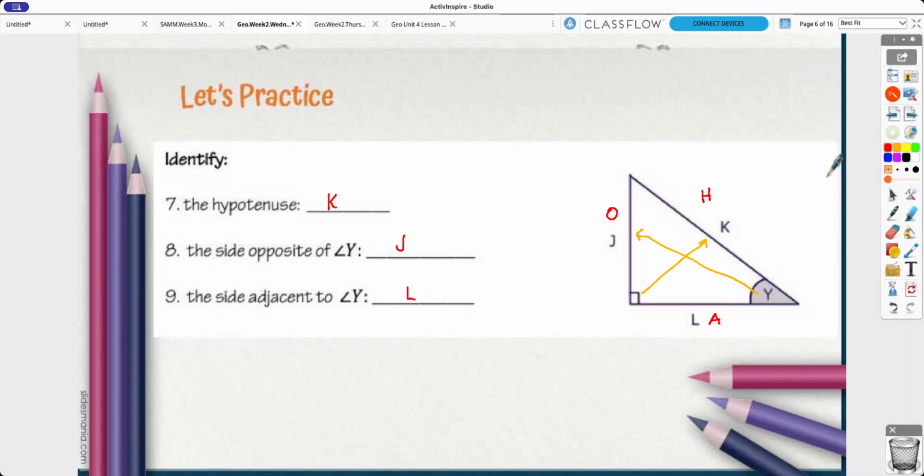Did you get them all right? Now I have a Delta Math assignment that you can take an unlimited number of times to practice identifying opposite, adjacent, and hypotenuse.